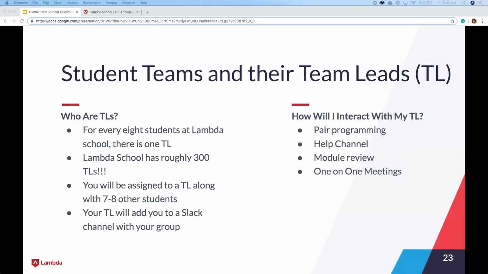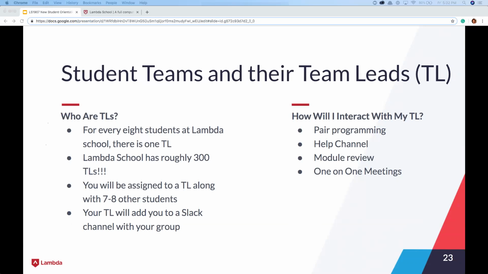Okay, I want to talk to you a little bit about your team leads and your student teams, okay? So who are the TLs? Who are the team leads? So for every 7 or 8 students, there is one team lead. And at Lambda School, we have about 300 team leads, and you're going to be assigned to one along with 7 or 8 people, and you'll be added to a Slack channel with your group. Now you'll get those groups before Monday or before class on Monday.